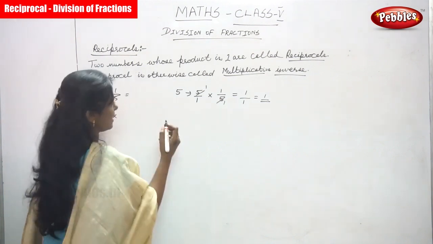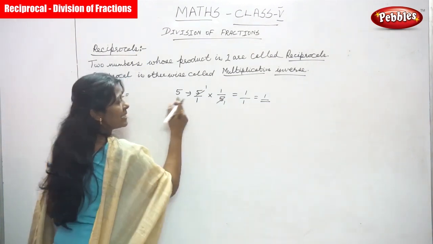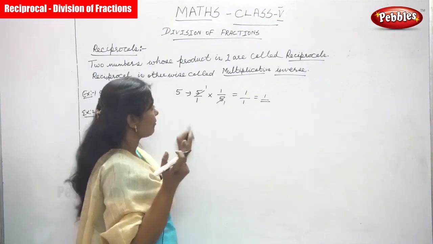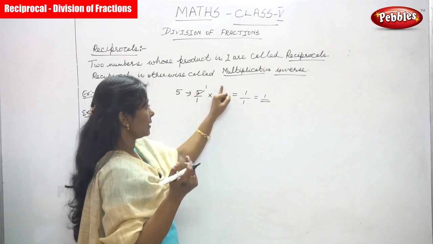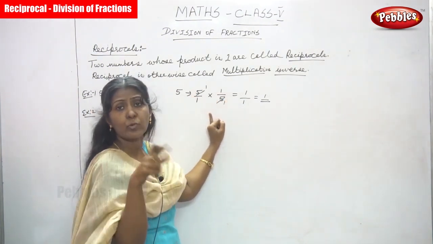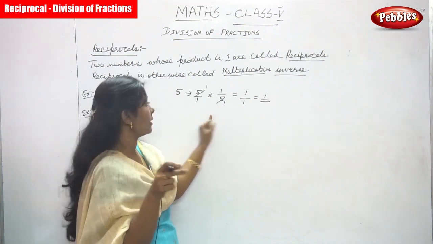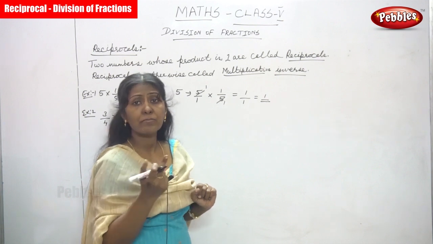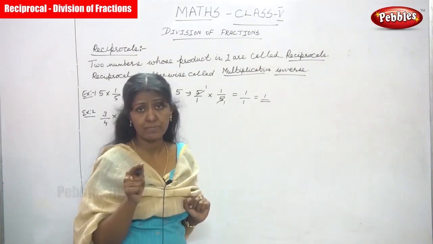So I will give some other example. Look at the number. This is a whole number. First I will convert the whole number into a fraction. After that, I have to make it a reciprocal. That 5 by 1, you have to write upside down. You get 1 by 5, which is the reciprocal. After that I cross the numbers, then the final answer is 1. So two numbers whose product is 1 are called reciprocals.